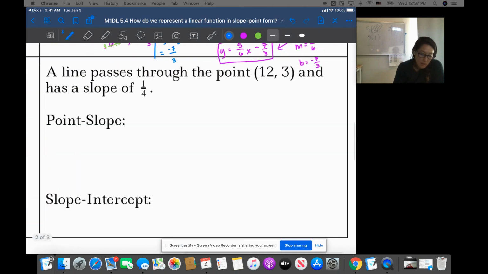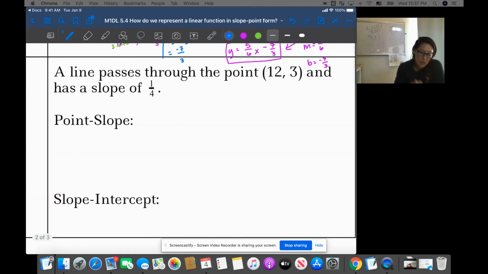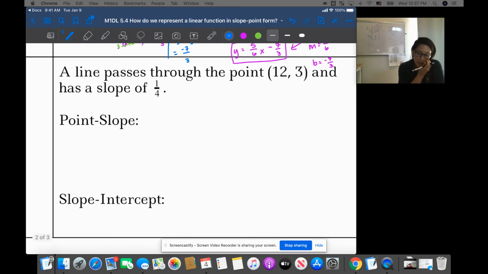Okay. All right, another one like this. You should try this one. A line passes through the point (12, 3) and has a slope of 1/4. So a point and a slope, I'm like, oh, point, slope, point, slope. Oh, point-slope form. I'm going to use x1, y1 here.